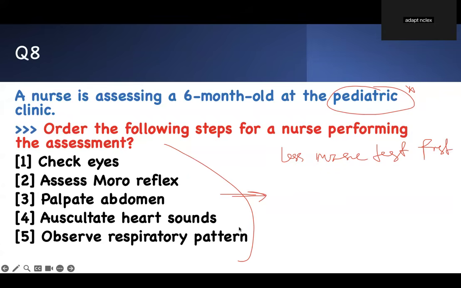The easy way, number 5, observe respiratory pattern. While mommy or daddy is holding them, you can see the baby is breathing. Is it breathing fast? Are they using the accessory muscle? Easy way. You can give them a stethoscope and then you can listen. So followed by 4, as you listen to their heart sound.